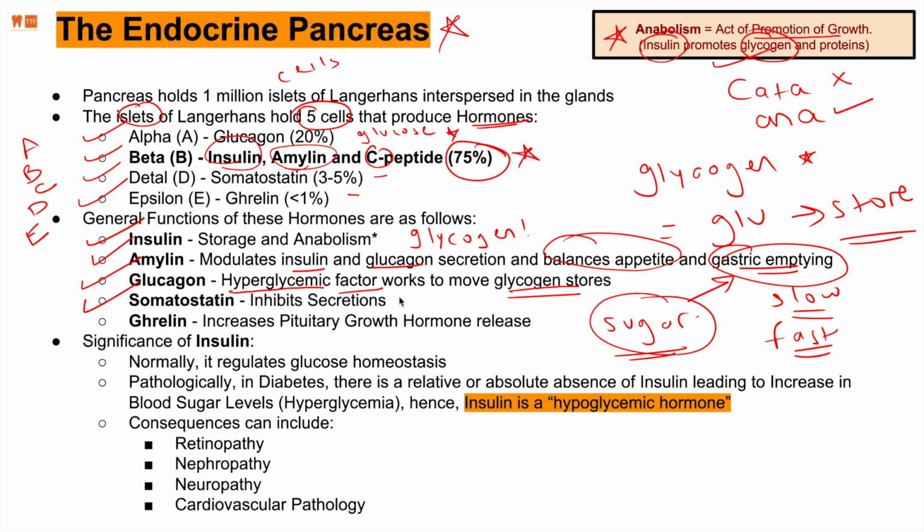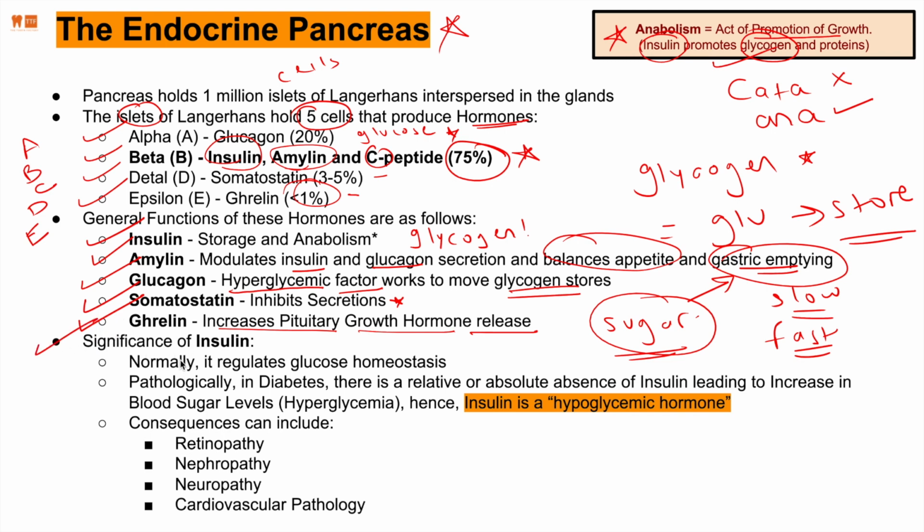Somatostatins, they inhibit secretions, just general secretions. So for example, somatostatin will inhibit insulin secretion, glucagon secretion, and so on and so forth. Now ghrelin. Ghrelin is less than 1% in the islet cells of Langerhans. However, its function is to increase pituitary growth hormone release. So not of significance in this chapter.